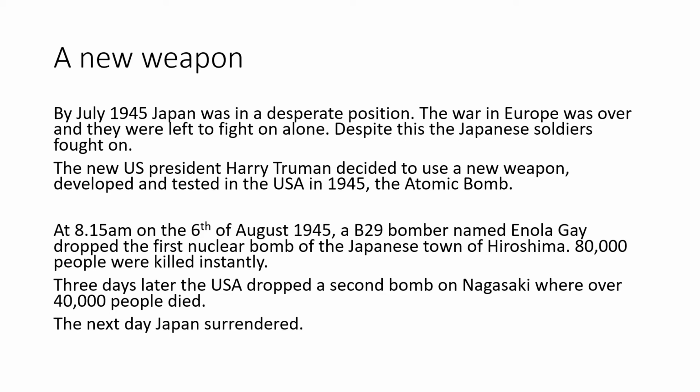The new US President Harry Truman decided to use a new weapon developed and tested in the USA in 1945, the atomic bomb. And so at 8:15 on the 6th of August 1945, a B-29 bomber named Enola Gay, named after the pilot's mother, dropped the first nuclear bomb on the Japanese town of Hiroshima. 80,000 people were killed instantly. 3 days later, the USA dropped a second bomb on Nagasaki, where over 40,000 people died. The next day, Japan surrendered.